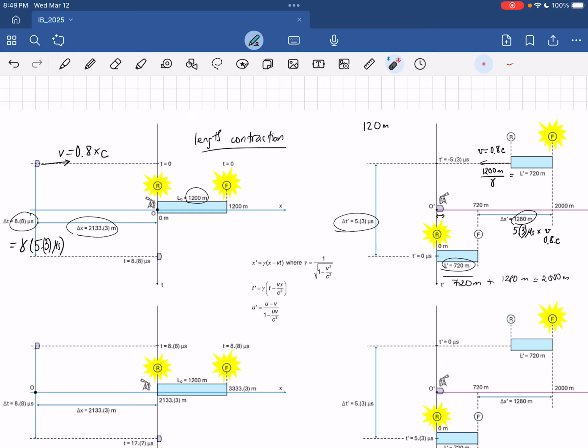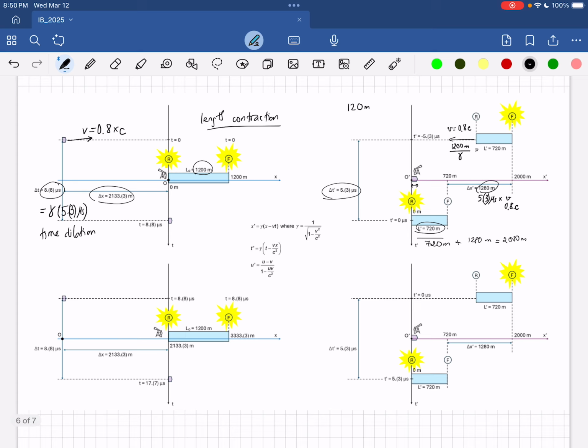Time is dilated, and that's why the people on the space station see that the spaceship has traveled this far, further than the spaceship sees. Okay, makes sense, right? So that's everything that can help us to understand length contraction and time dilation. And in this figure, you can see that there's not much difference, because they're the same.